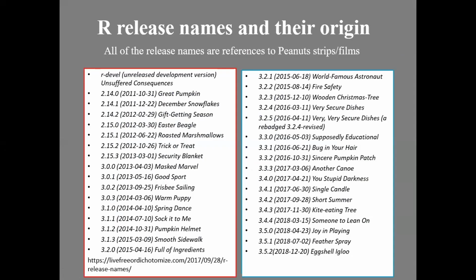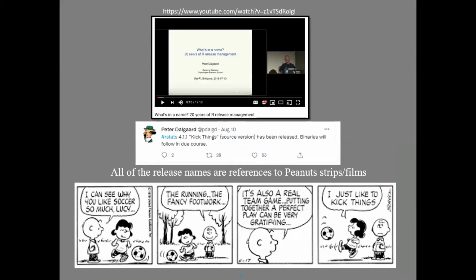There are some interesting facts about the R release names. If you look into the names of the releases of R, the latest version, which was released 2 days back, is called Kick Things, and all these names are taken from the Peanuts cartoon strips. These are some of the names from the beginning, which I could download from this website, which I've given the reference for underneath. And if you'd like to know about the naming conventions, there is a very beautiful video on YouTube.